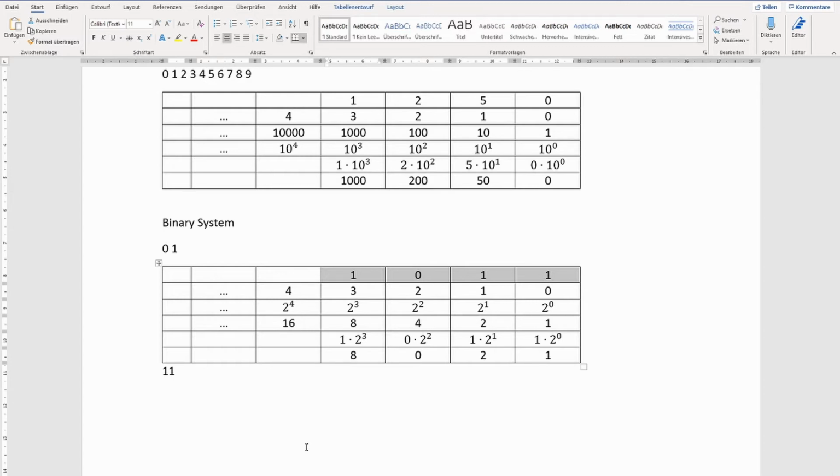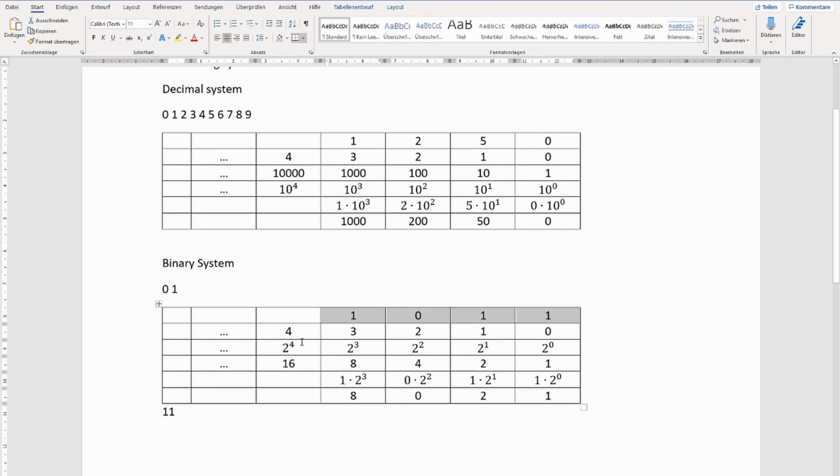Okay? But you see, it's working exactly the same. Yeah? It's the decimal system, it's the binary system. Here we have 10 digits. Here we have 2 symbols. Each next step is worth the symbol count raised by the power of the position.